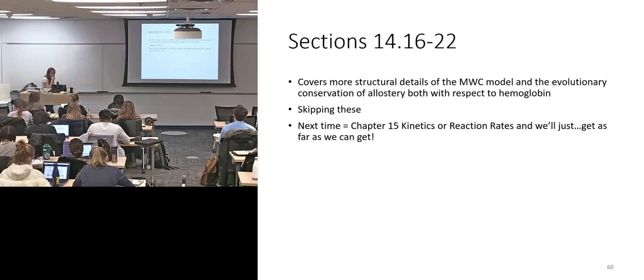Sections 16 to 22 of Chapter 14 cover more structural details of the model and evolutionary conservation of allostery. All of the discussion is in the context of hemoglobin. I won't ask you specifics about those, but I do think it might be worth reading. Same thing with the bacterial chemotaxis example. If you want to get yourself familiarized with an ultrasensitive system, and if you understand how that works, then for a more simple one that I give you on the exam, you might feel more comfortable approaching it for the first time.